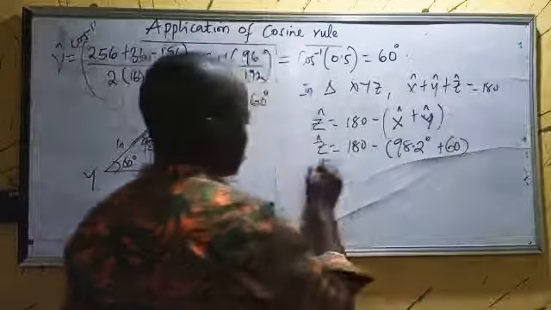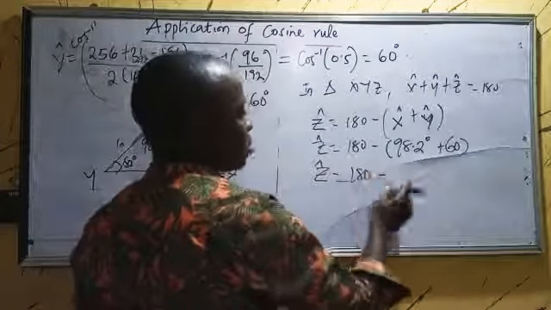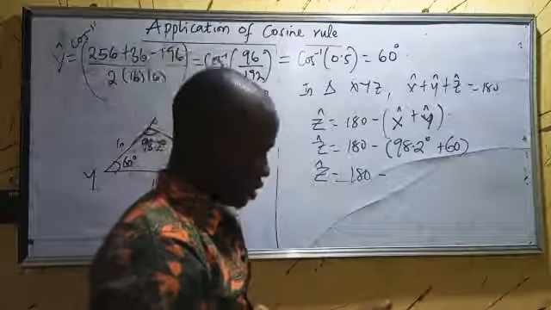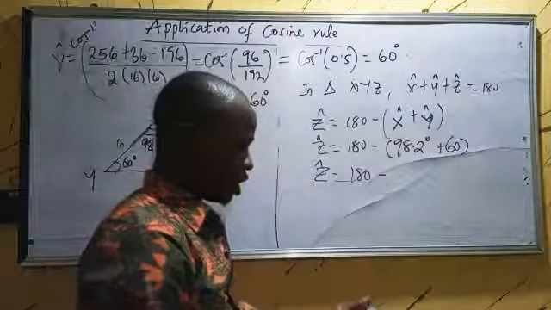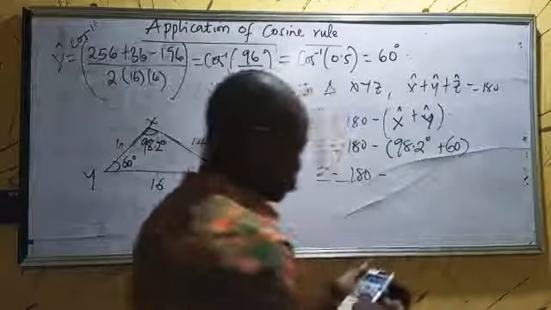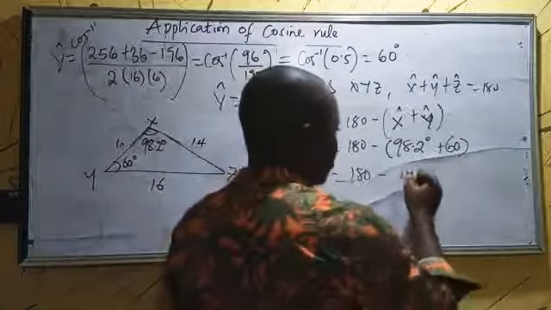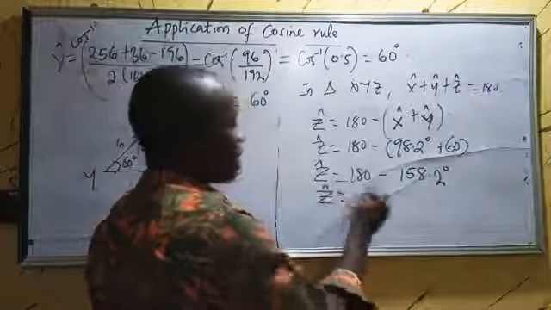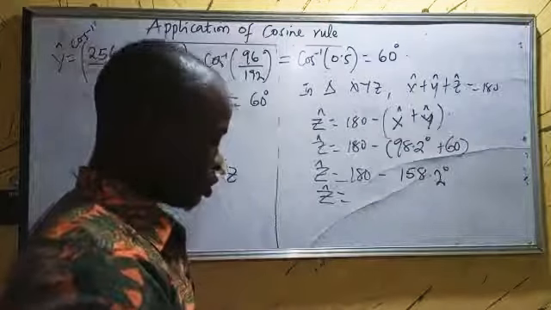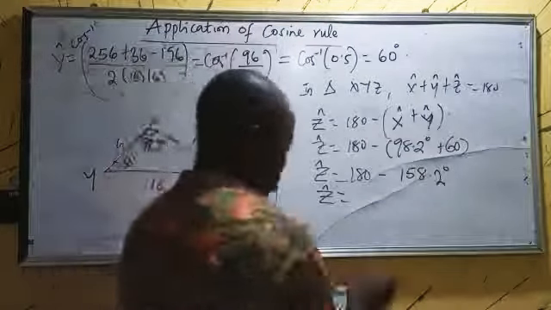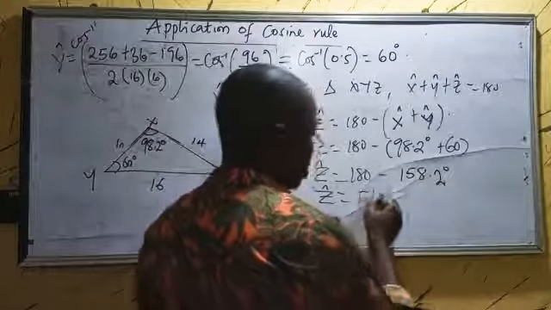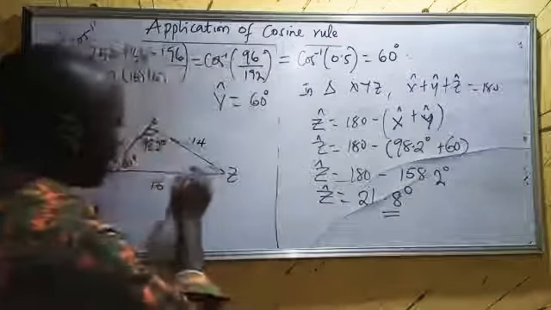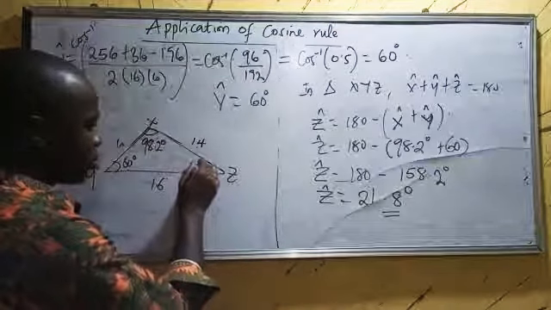So my z will be 180 minus, if you add this and this together, 98.2 plus 60. So what are you going to have? We are going to have 158.2 degrees. So now we have 180 minus 158.2. What do you have the result to be? 21.8 degrees. Which is the last problem we have to solve.